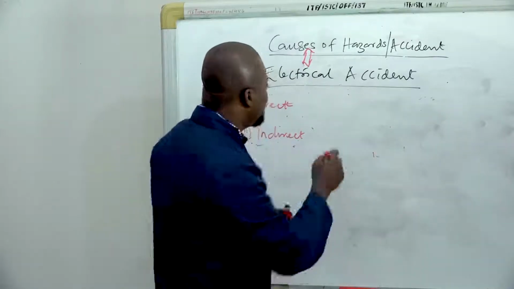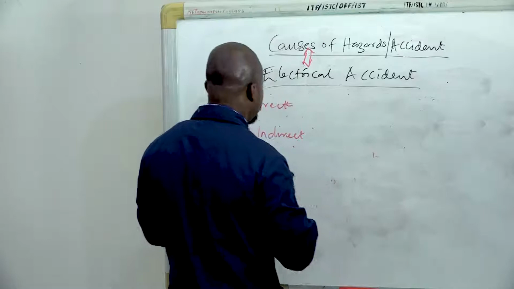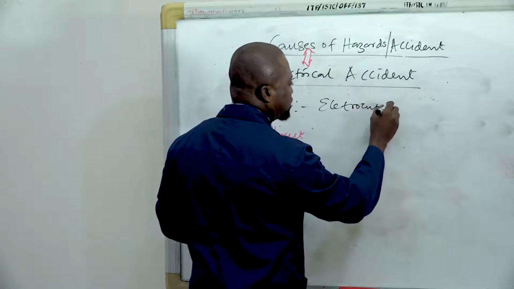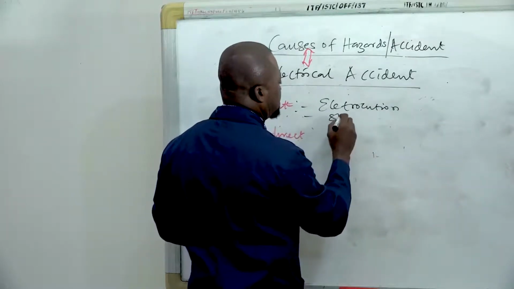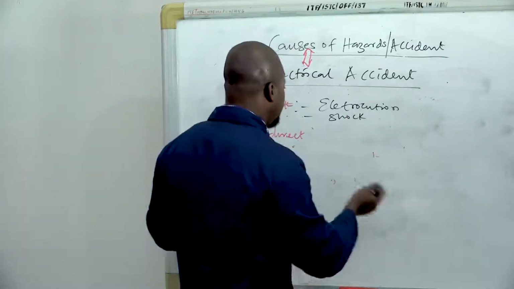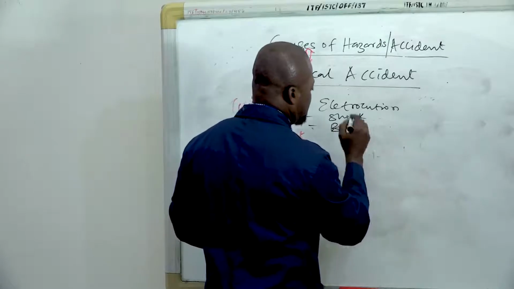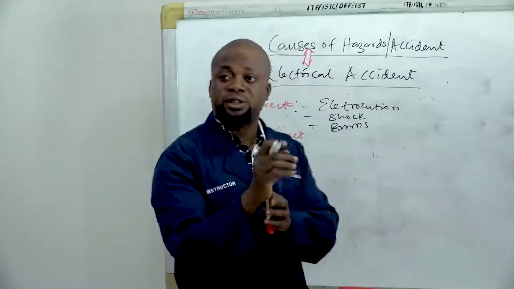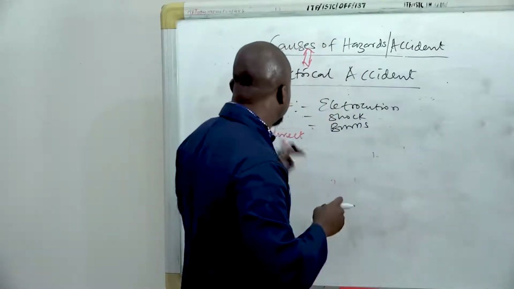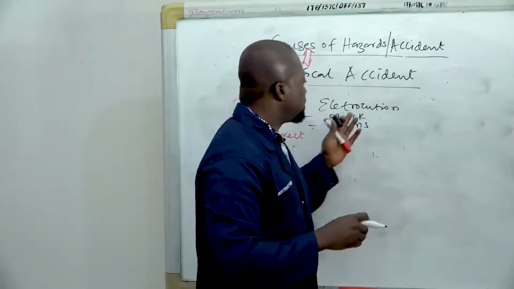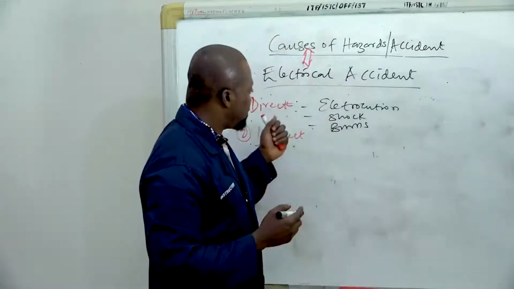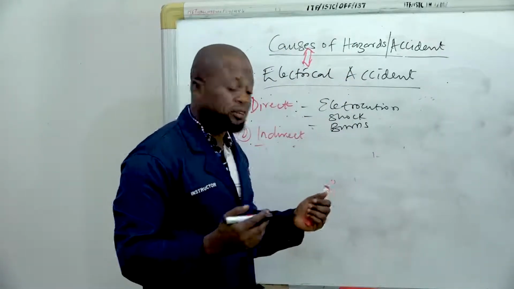The direct effect has to do with electrocution, shock, and burns, as it affects the human system. Electrocution, like we've explained in our previous lessons, has to do with what? Death as a result of shock. That is the direct effect of electricity.